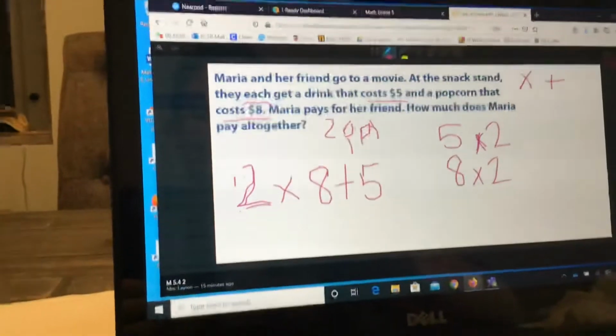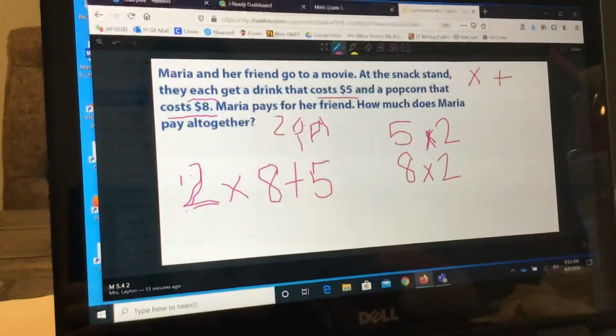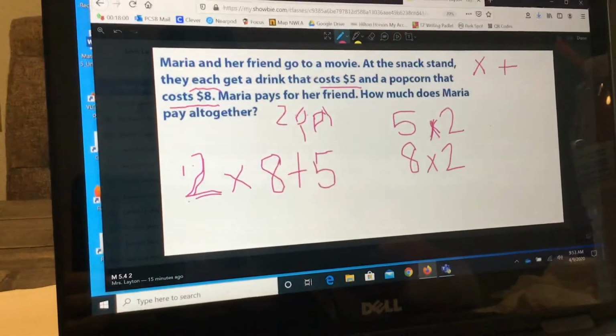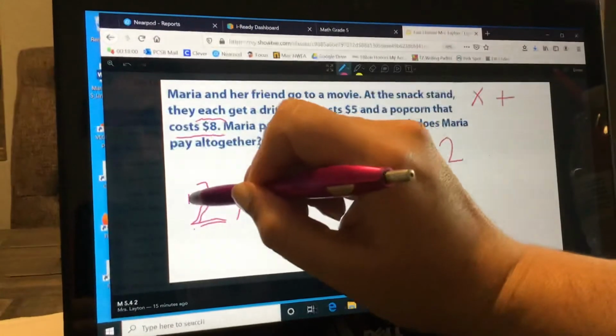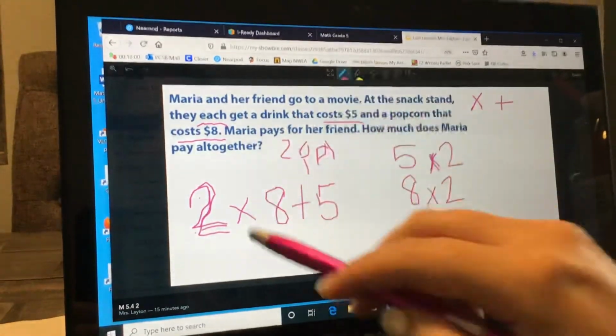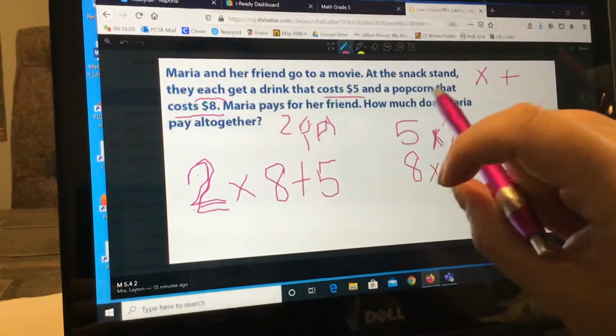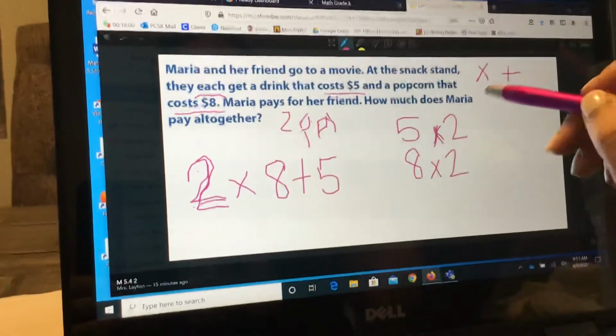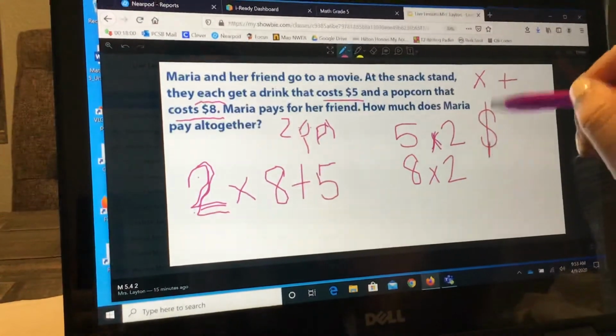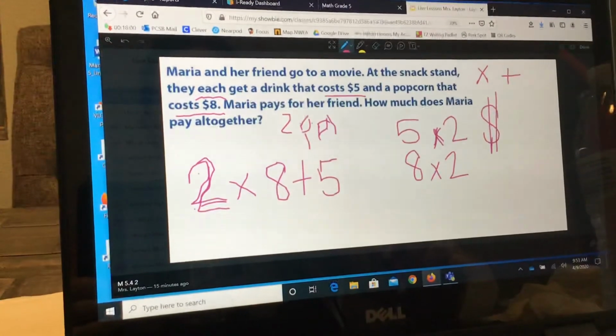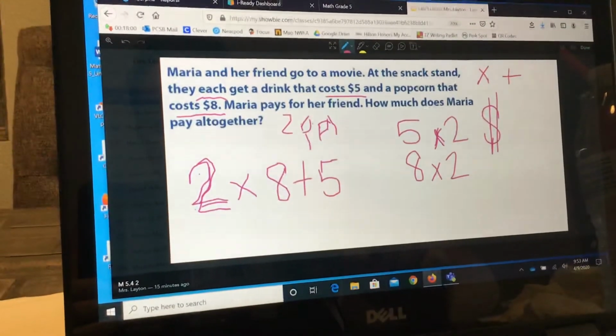Now the problem is with this, what are we going to do first? Usually you would look at this and you would do, oh, let's do 2 times 8 plus 5. But that's not really what our problem's asking us to do first. We have to figure out how much money she spent for each person and then multiply it by 2.